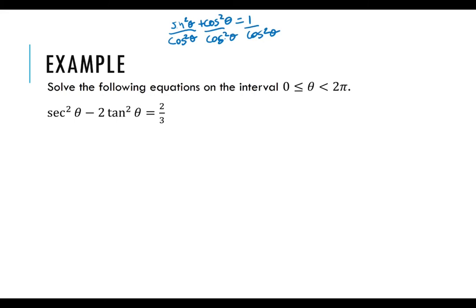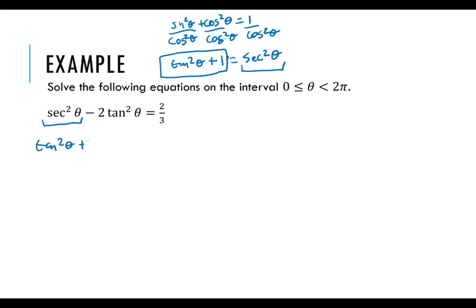And so sine squared of theta divided by cosine squared of theta, that's going to give me tangent squared theta. Cosine squared of theta divided by cosine squared of theta, that's going to give me 1. 1 divided by cosine squared of theta, that's going to give me secant squared theta. And at this point, notice that I've actually found an equivalence of secant squared theta that's related to tangent. So I'm going to replace secant squared theta with its equivalent of tangent squared theta plus 1. So that's going to be tangent squared theta plus 1 minus 2 tangent squared theta is equal to 2/3.